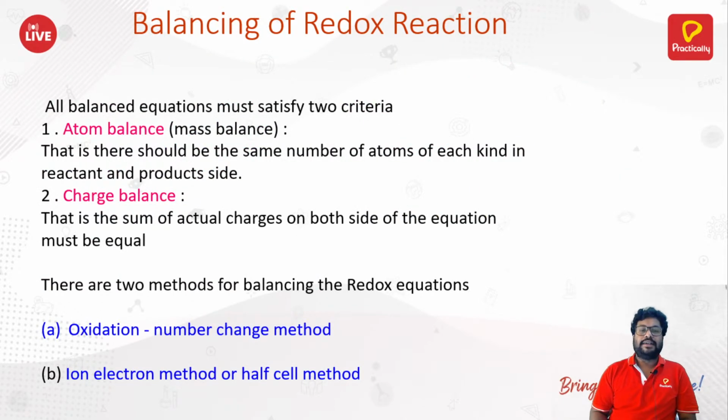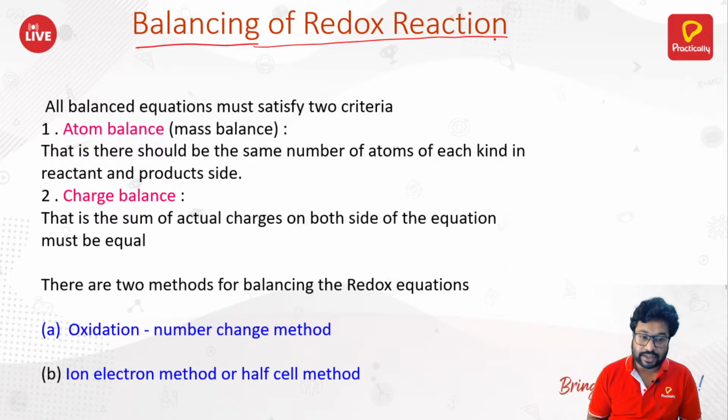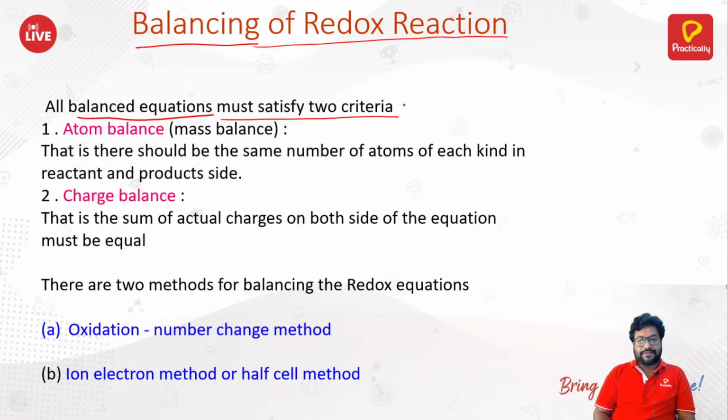Now, the main part, balancing of redox reaction. See, all balanced equations should satisfy two criteria. The very first criterion is atom balance. The atoms should be balanced. What is the meaning of that? Suppose if you have 5 oxygen on the left hand side, you should have 5 oxygen on the right hand side. If you have 6 carbon atoms on the left hand side, you should have 6 carbon atoms on the right hand side. That is how they can be balanced.